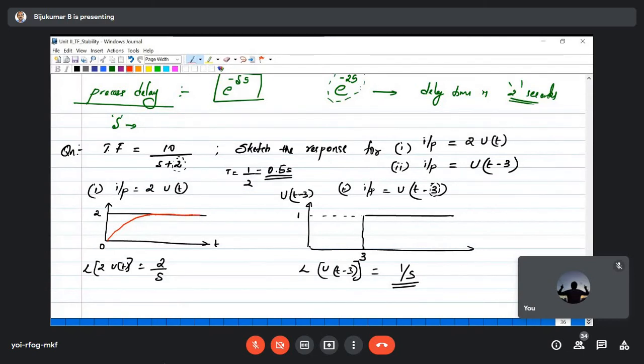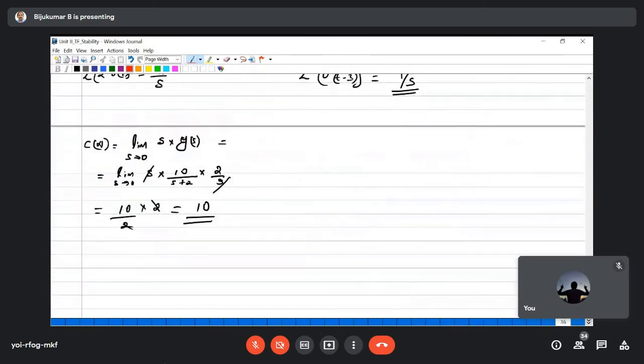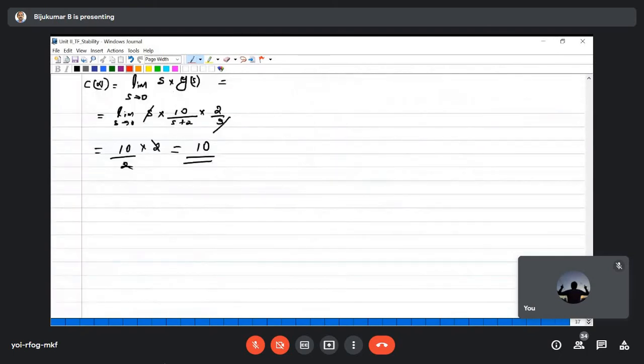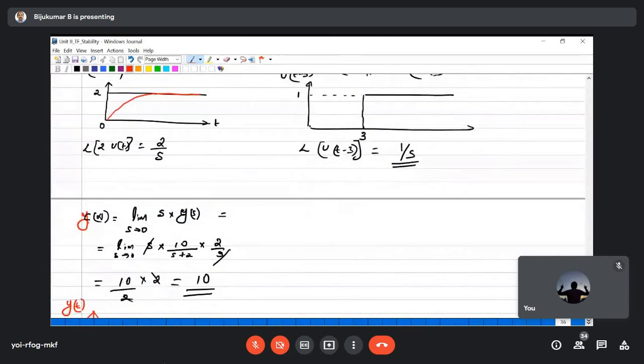Sorry, the steady state value is what? 10, right? Anyway, I will redraw it. Let me draw here. P of t equal to. This will be the response of the system with the steady state value 10. Clear? So for case 2, how can we find out?